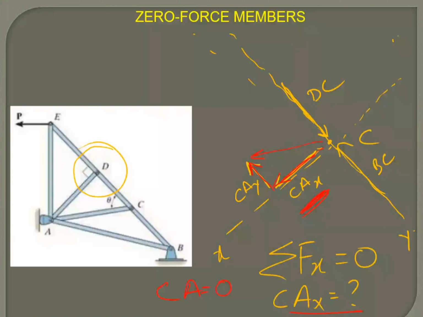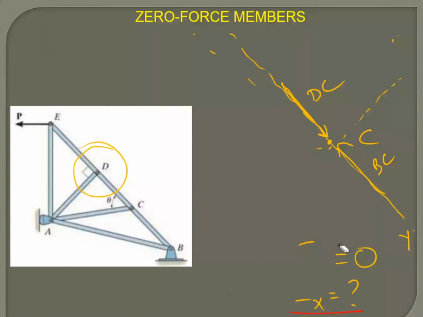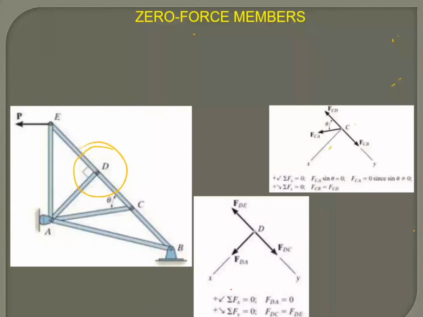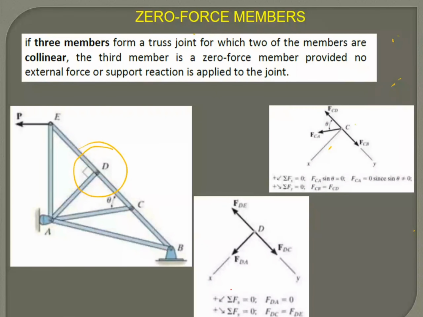So in the last slide, we were looking at a pin where we had two members only, and there's no external force on the pin, and the pin is not supported. So that's basically a zero force member. This time, remember, this is important: if three members form a truss joint, for which two of the members are collinear, means it is in line. Two of the members are in line.